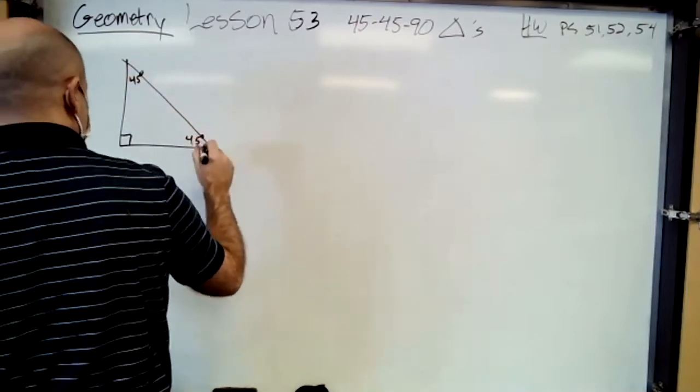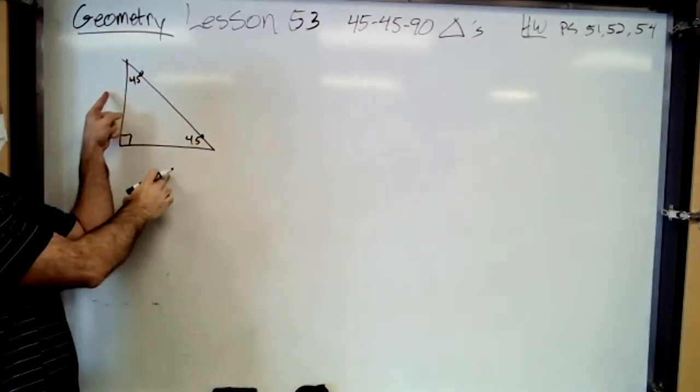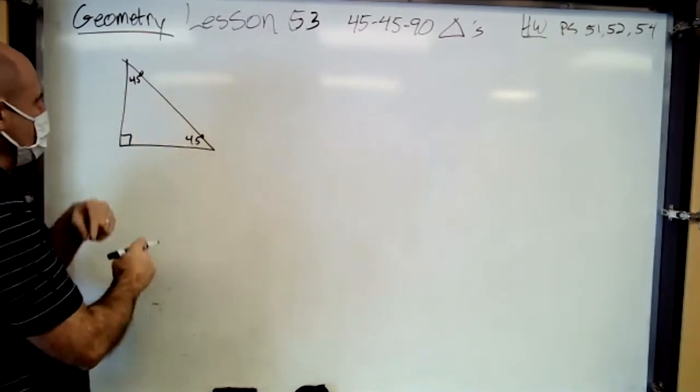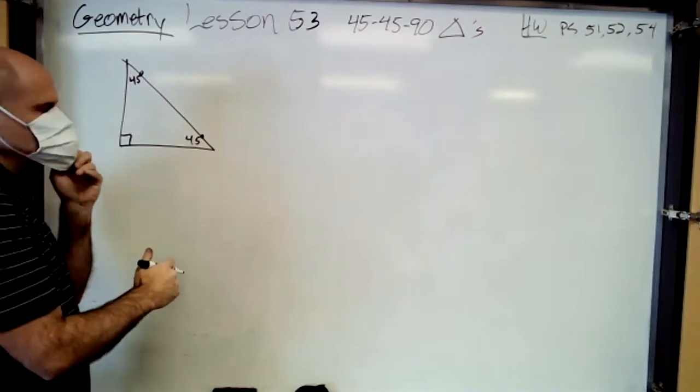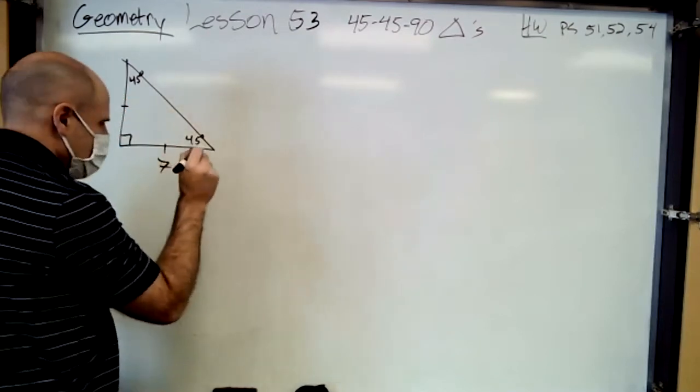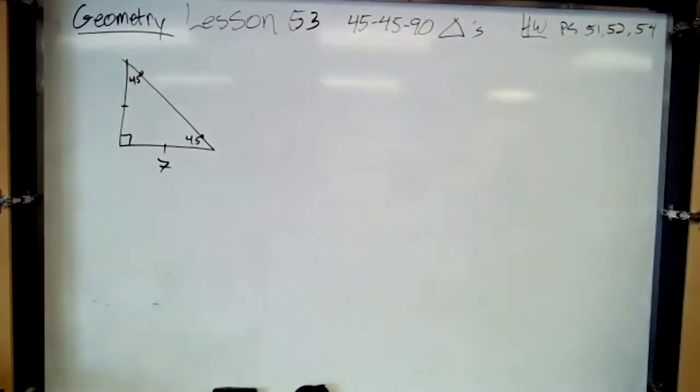So that means, what do you know about these two sides, Tori? They're equal. Yeah. So if these two angles are the same, then these sides are the same. So if this is 7, you can find the rest of it. The other one is 7. So how do you find this side?